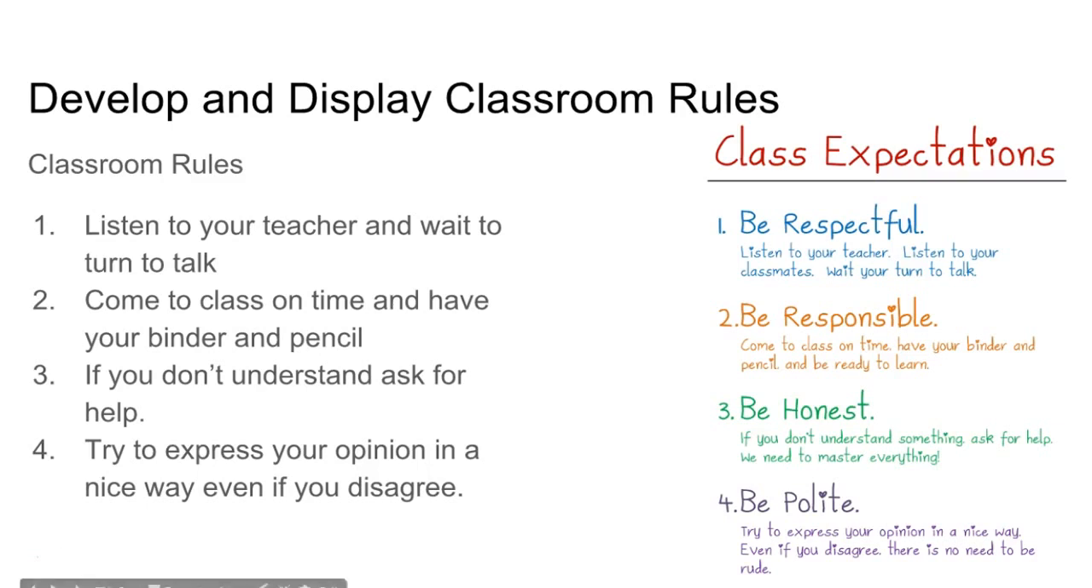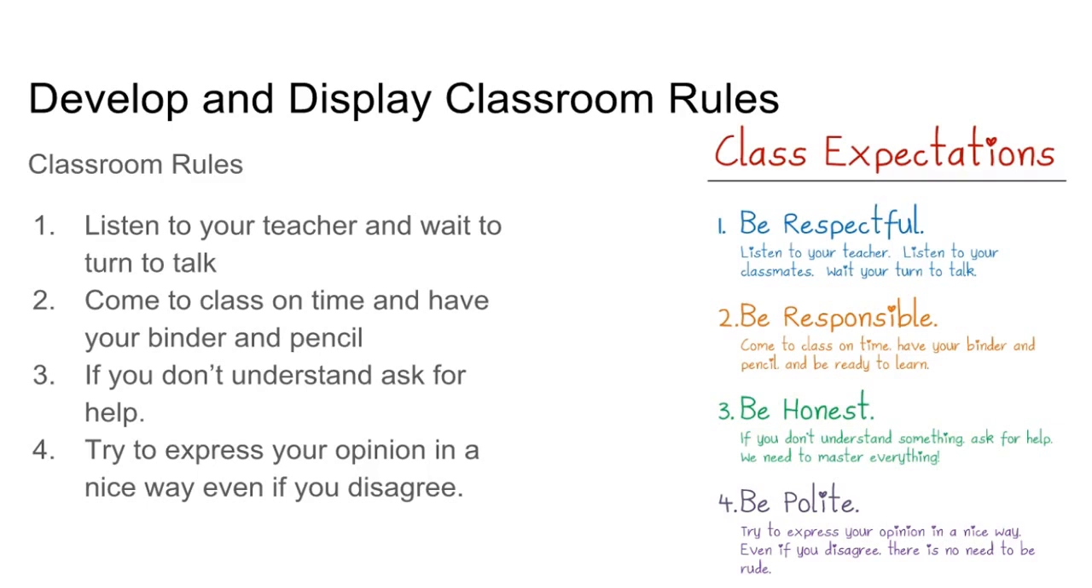When you go to develop your classroom rules, there are some conditions to consider. You should always state things positively, just as your class expectations. Avoid using terms like no, not, or don't. You should always be specific and refer to observable behaviors. So for example, number 2, come to class on time and have your binder and pencil. This is very specific about what behavior you want to see.